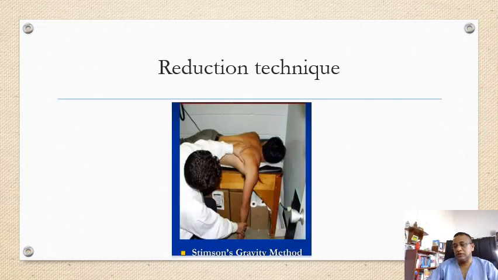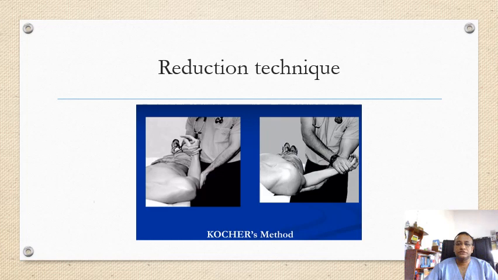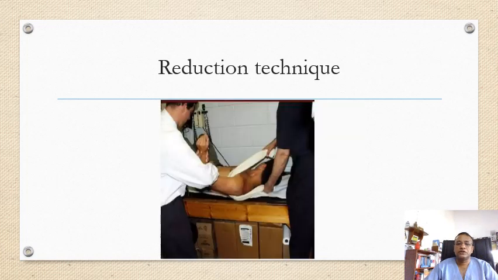So the other thing is reduction techniques. There are several reduction techniques. You have to be familiar with at least 2 or 3 methods, because by one method only you will not be able to relocate each and every dislocation. So if your one method has failed, you should know another method. So there are a few methods. This is how they reduce. This is Kocher's manoeuvre. So these at least 2 or 3 methods you should be familiar with.